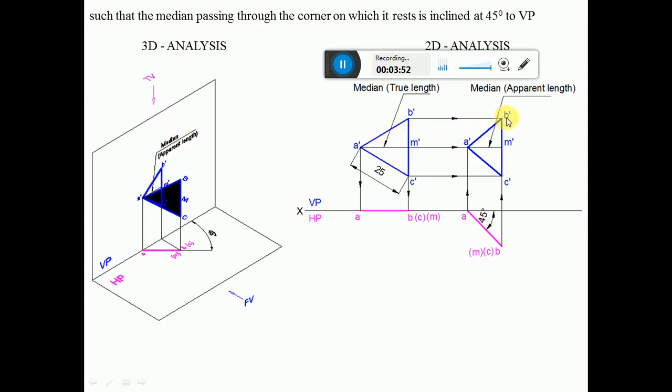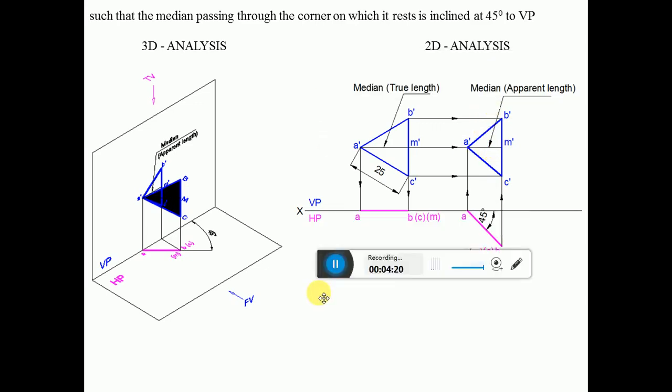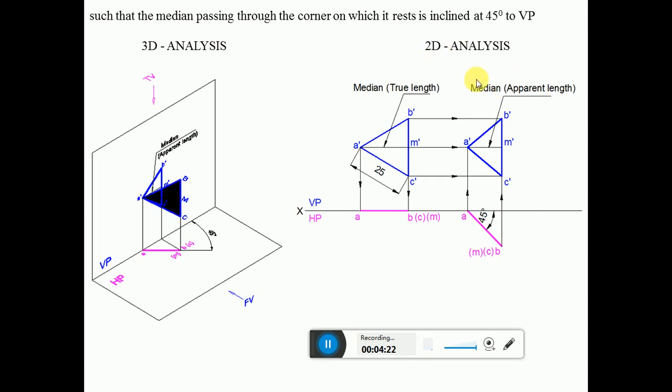So that is what we have shown here: one of the corners is in VP, and since the surface is perpendicular to HP, you are going to get a line in HP. The surface is inclined to VP, therefore you are going to get the apparent shape of it. As the surface is inclined, the median AM, which lies in the surface, is also getting inclined. So when it is projected onto the vertical plane, you can see that it is in apparent length. Therefore the median is in apparent length in the orthographic view.